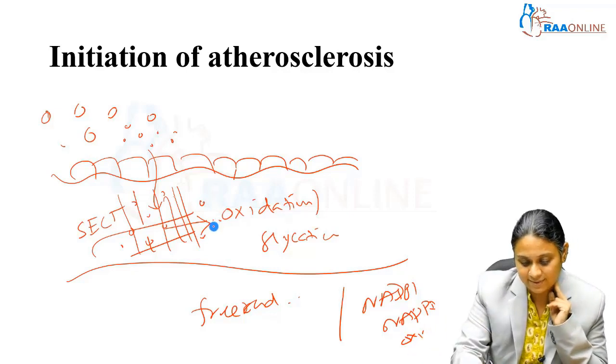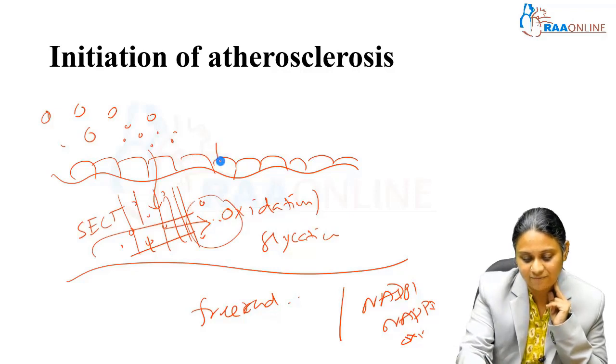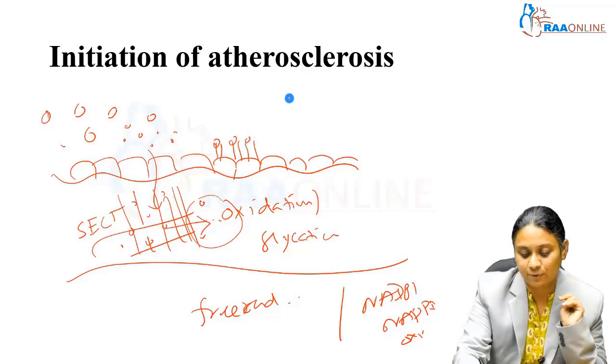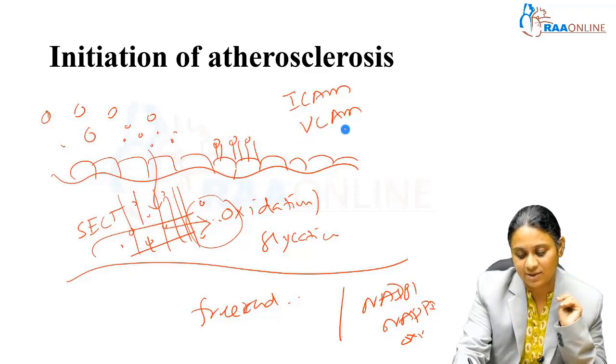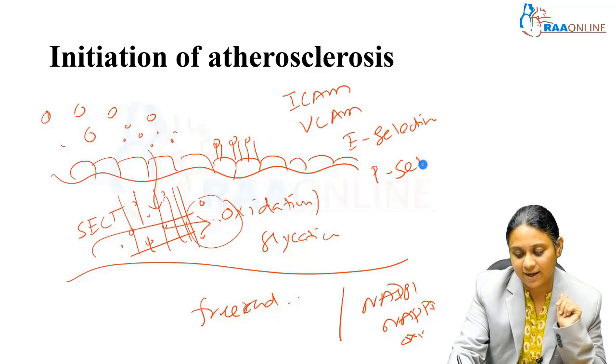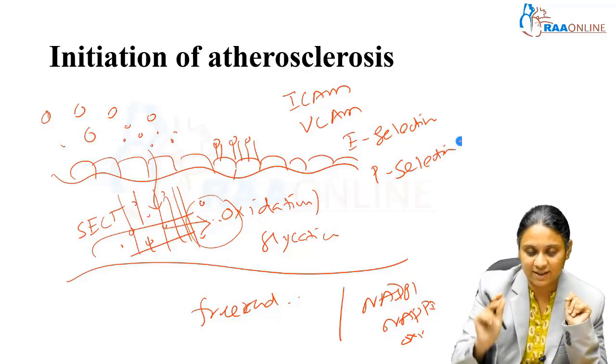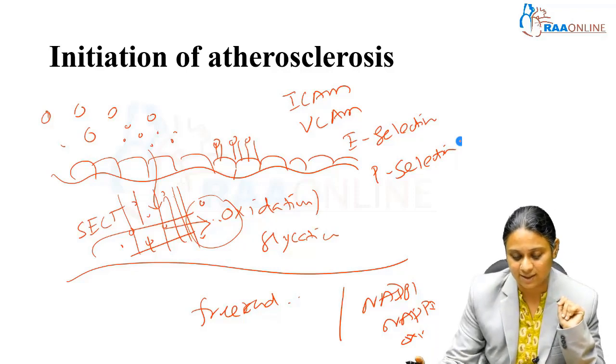Following this, what happens? This oxidized LDL asks for expression of adhesion molecules on the surface of the endothelium. These adhesion molecules, one of four, are called ICAM, intercellular adhesion molecule; VCAM, vascular cell adhesion molecule; E-selectin, that is endothelial selectin; or P-selectin, which is platelet-derived selectin. One of the four adhesion molecules is expressed like an antenna on the surface of the endothelial cell.